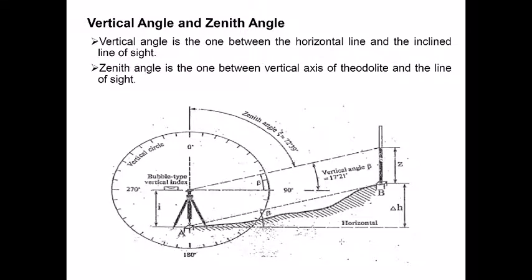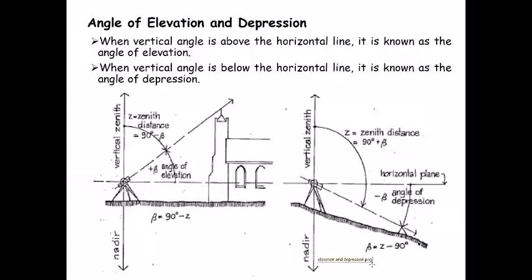Now let's talk about the vertical angles. Since our instrument has this capacity that the telescope can rotate in the vertical plane about a horizontal axis, we can measure angles in the vertical plane by bisecting points which are above, at equal height, or below the instrument. So basically we can measure two different sorts of angles, angle of elevation and angle of depression.